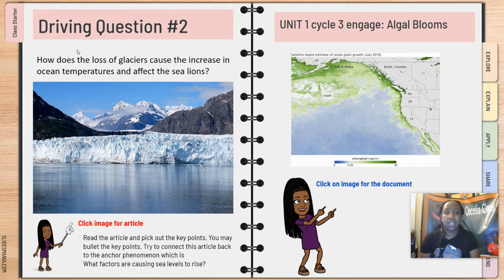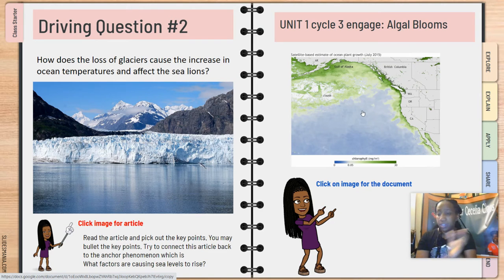So how does the loss of glaciers cause the increase in ocean temperatures and affect the sea lions? That's going to be our next investigation because remember, we're still trying to answer our anchor question, which is what are the factors causing sea levels to rise? So we have to continue to try to answer that question. So here's our next investigation to help us answer that. Click on this picture. It will pull up an article. Read the article, pick out the key points. You may bullet the key points, try to connect this article back to the anchor. I said that. This one right here is our engage, which is introducing the overall big idea for our unit.